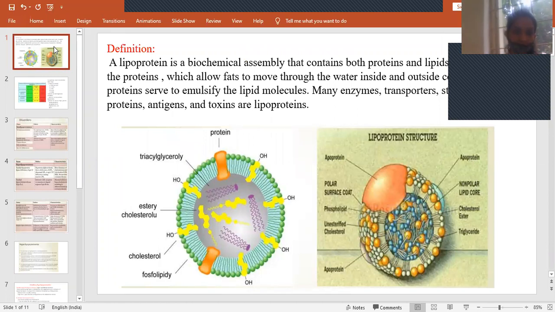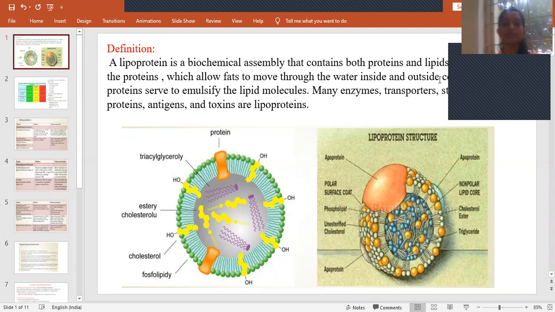Dear students, good morning. Today the topic we are going to discuss is abnormalities in lipoproteinemias. Before going to that, first we have to know what a lipoprotein is. What do you mean by lipoprotein? It's a biochemical assembly that contains both lipids and proteins, which allows fats to move through the water inside and outside the cell.